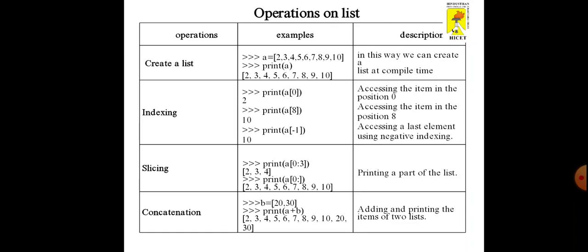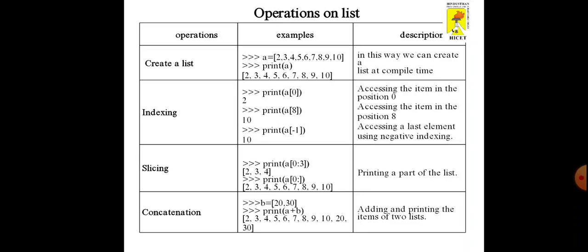The next operation is concatenation. Concatenation means you have to add two different items. In this example, you can see that I am also creating another list. B is equal to 20, 30. Now I have to concatenate A and B. So print A plus B. For the concatenation operation, I use the plus operator. The addition operator is used for concatenation.